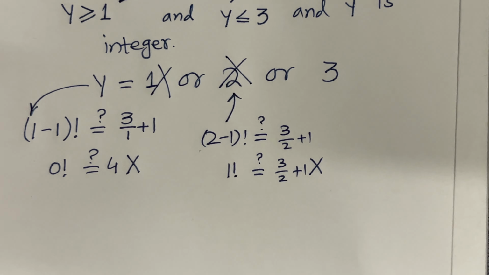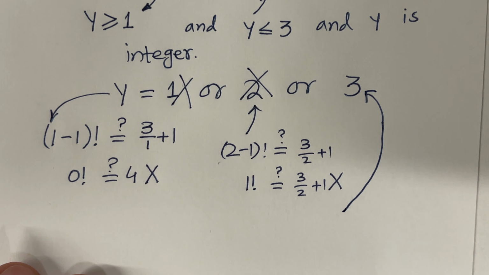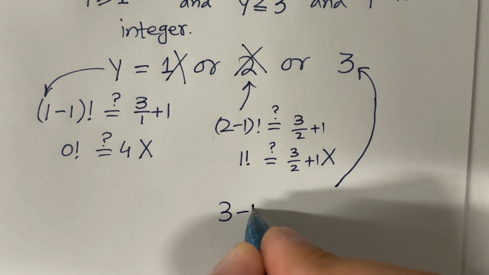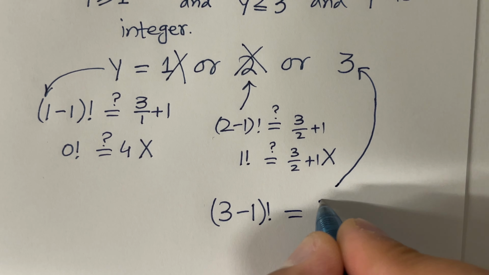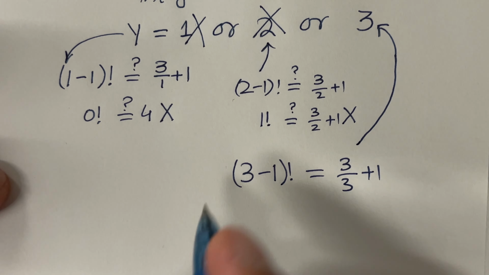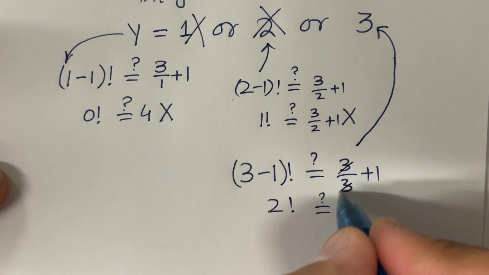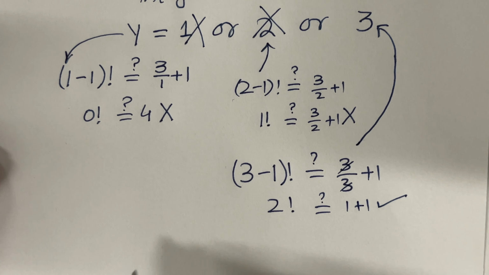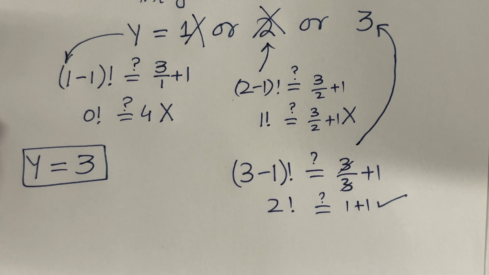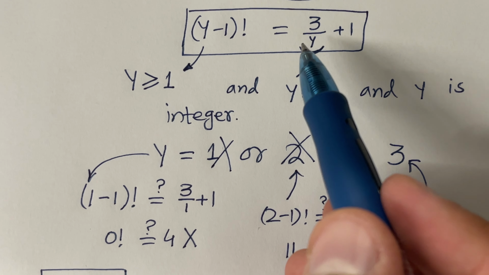So we are only left with 3. Let's plug in y equal to 3 into this equation. So if you plug in 3, then you will have (3 minus 1) factorial equal to 3 divided by (3 plus 1)? Is it true or not? So let's see, (3 minus 1) factorial is 2 factorial. Is it equal to 3 divided by 3, which is 1, plus 1? The answer is yes. So it means that y equal to 3 is the only solution of this equation, which is equivalent to the given equation.